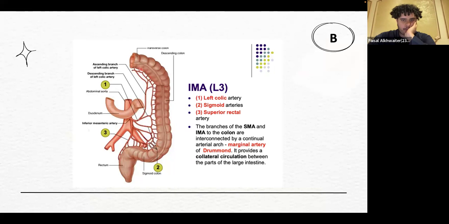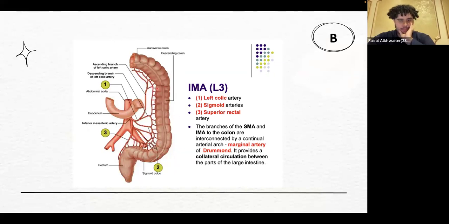And then you have three branches: left colic, sigmoidal, and superior rectal. Left colic is all the way here. And then you have sigmoidal, and then superior rectal. As you said, inferior rectal is going to be from the branches of the pudendal artery, my bad. And that's some of the most important.